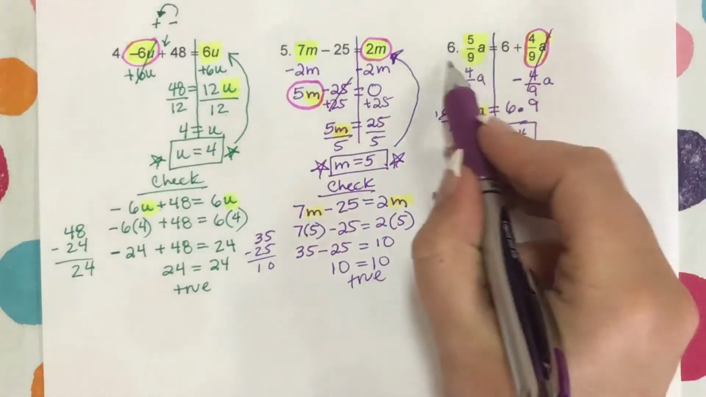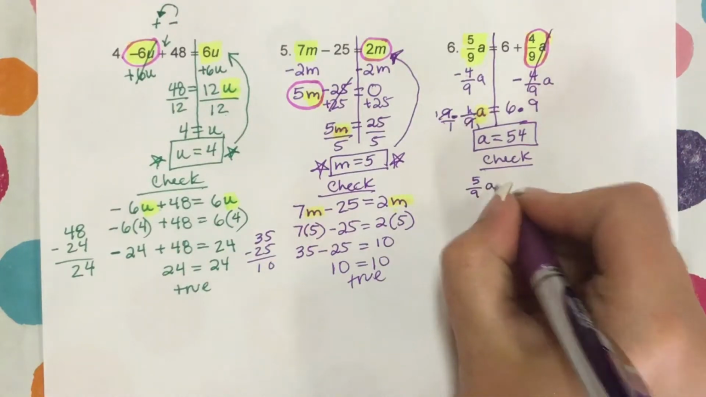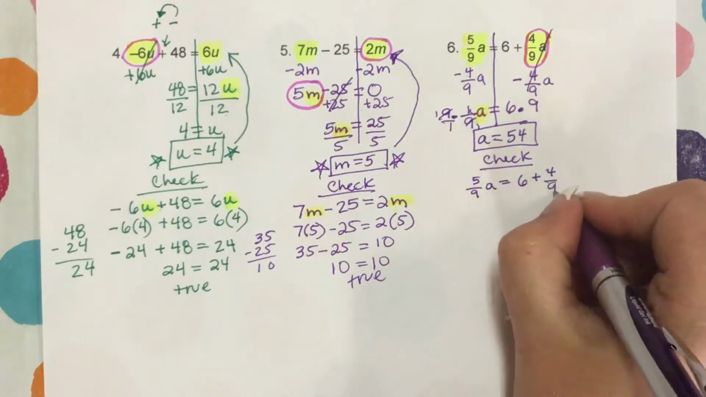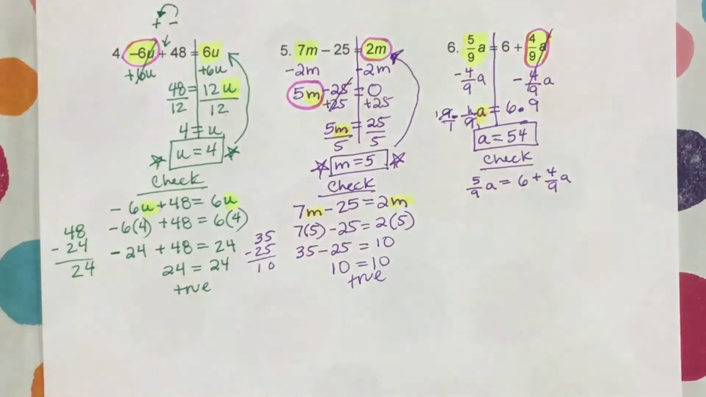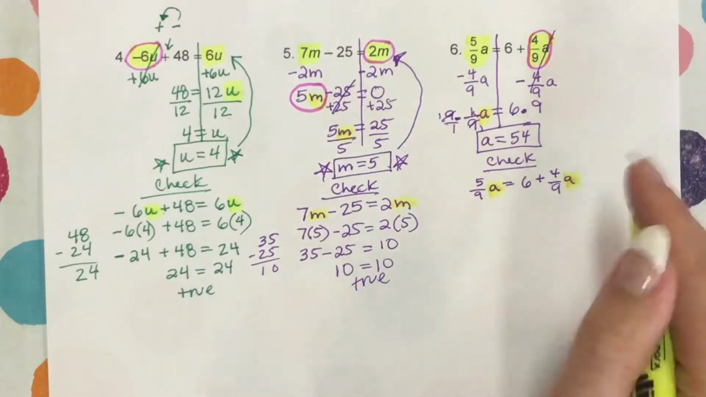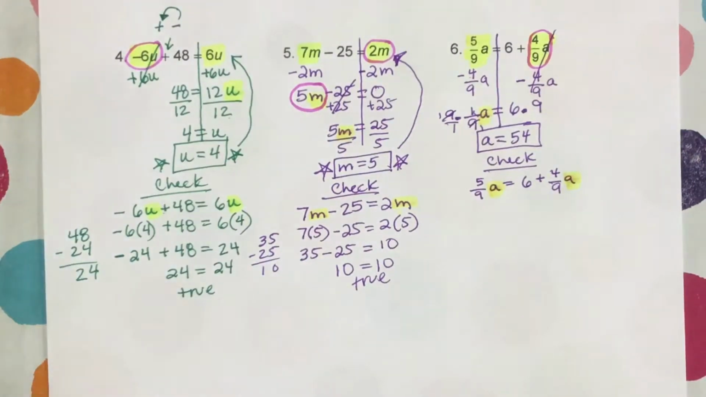Write the word check, write the original equation: 5/9 a equals 6 plus 4/9 a. Okay, there is an a here, and there's also an a there, so that's where we're going to put the number 54 into both places.